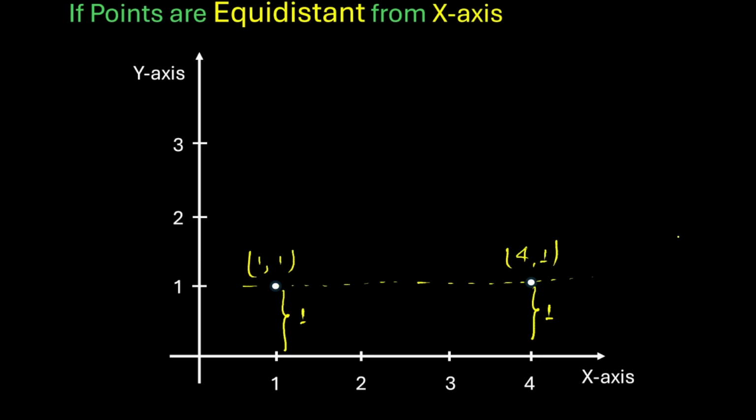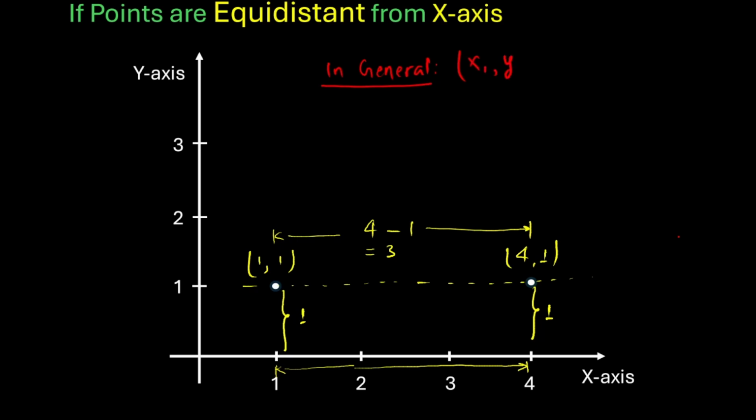As you can notice here, finding the distance between them is too easy. We have to just subtract their x coordinates. So we subtract 4 minus 1. This will give 3. In general, if we have 2 points x1 comma y and x2 comma y, then the distance between them is |x2 minus x1|.